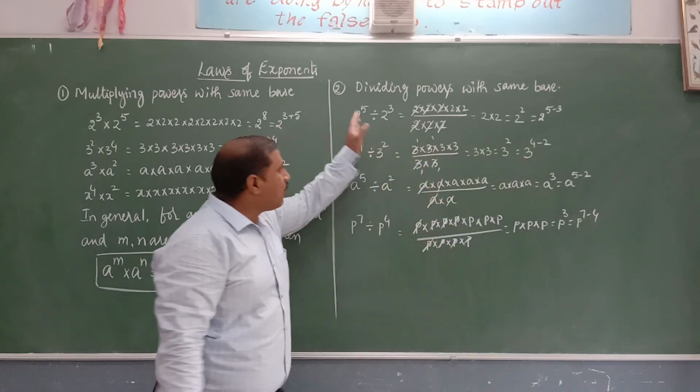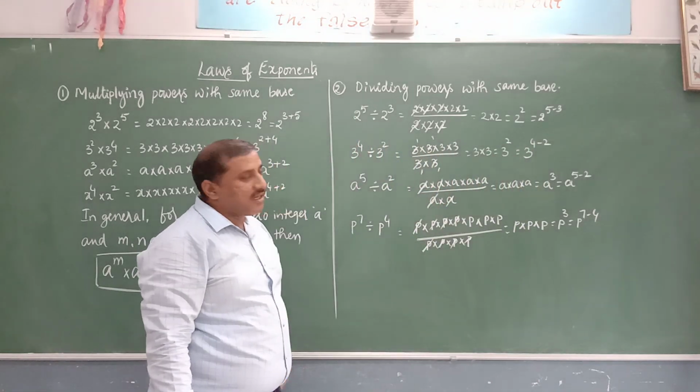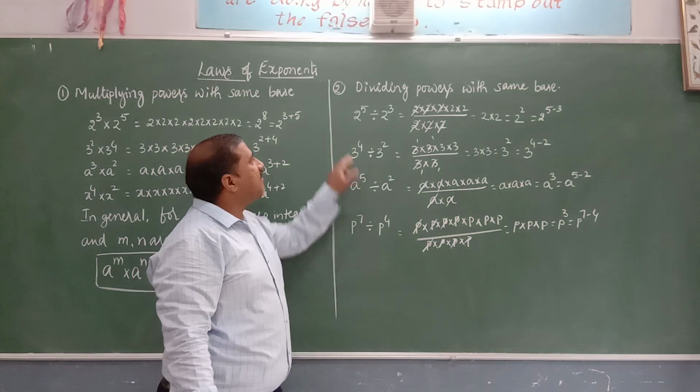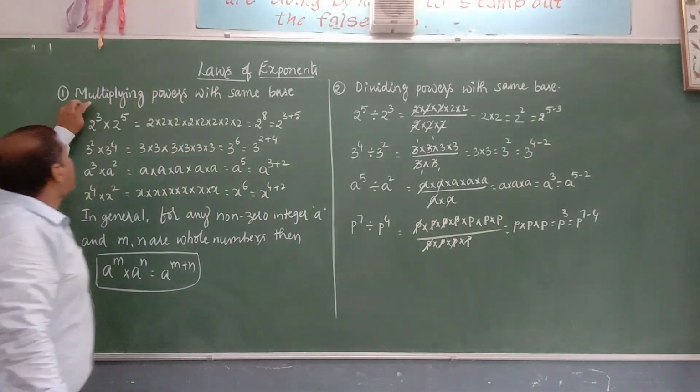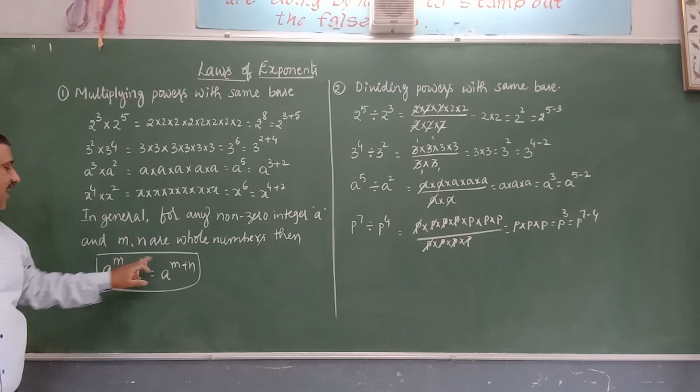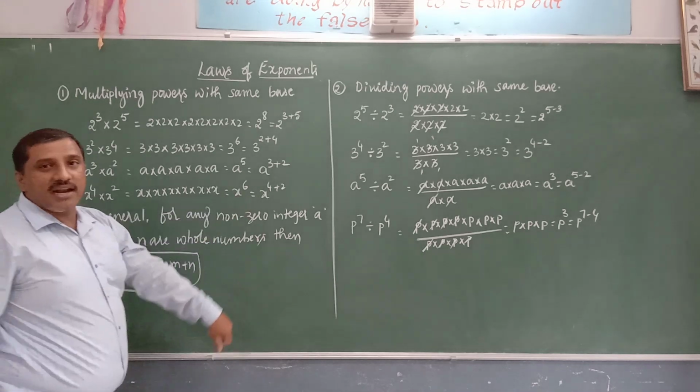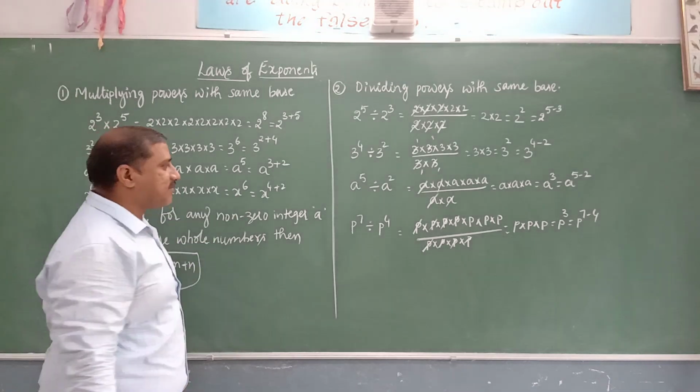So from these 4 examples, what can we conclude? Under division, we will subtract the powers. Under multiplication, we added the powers. So here we will subtract the powers or the exponents.